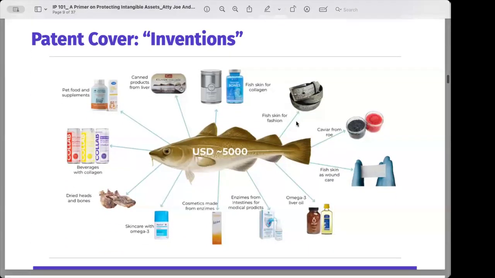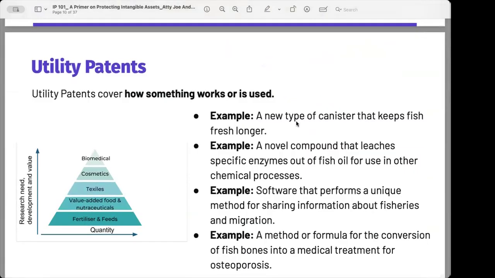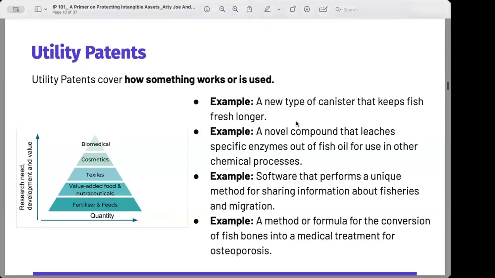Okay, so I used one of the cluster diagrams here to show some of the various ways. You can see all of the different things that can be made from fish. This was fascinating to me. That's why I love the work of the Oregon Coast Cluster, because many of these things may actually relate to something that could ultimately be patented. Most of them probably in the utility realm. And as I say here, for example, if you created a new kind of canister that kept fish fresh longer or something like that.